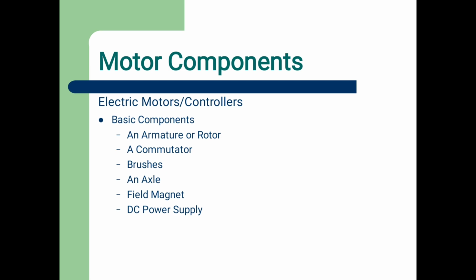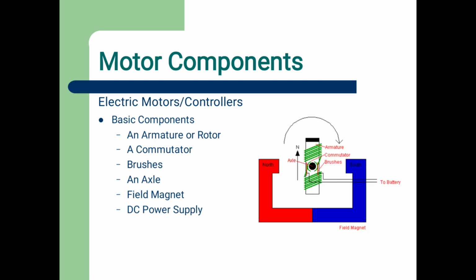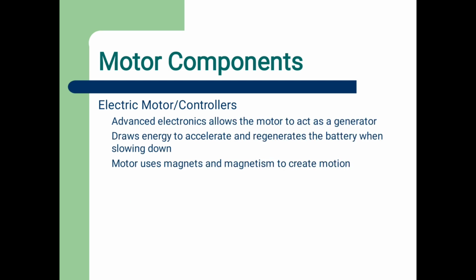The basic components of electric motor and controls are an armature or rotor, a commutator and the brushes, an axle, the field magnet, and the DC power supplies. This is a diagram for electric motor controllers. It consists of all the components we have mentioned before. Power electronics allows the motor to act as a generator and draw energy to accelerate, and to recharge the battery when slowing down. The motor uses magnets and magnetism to create motion.